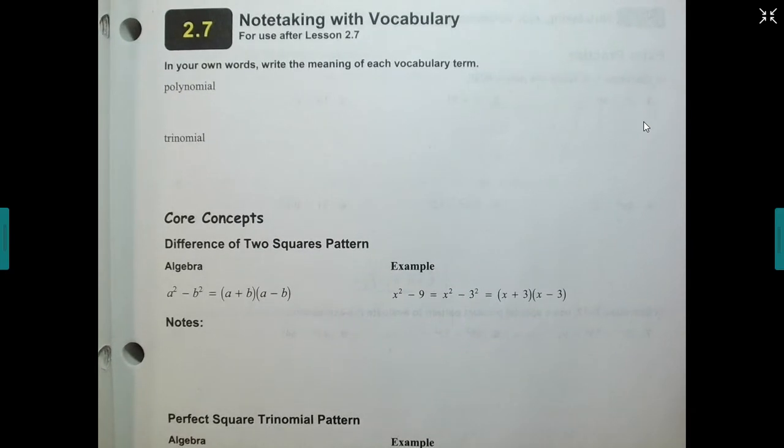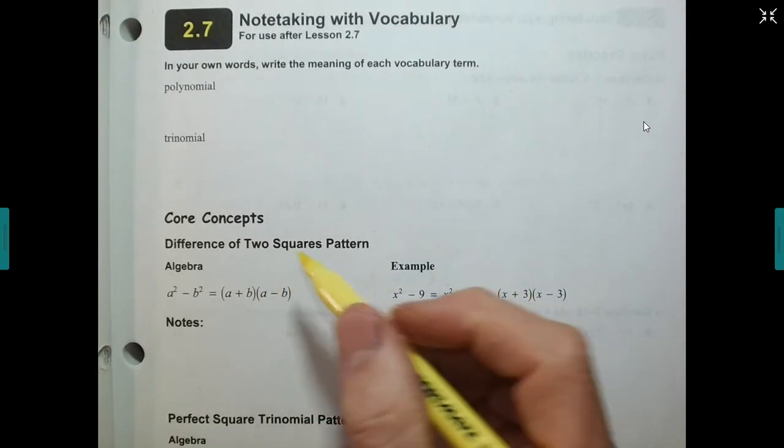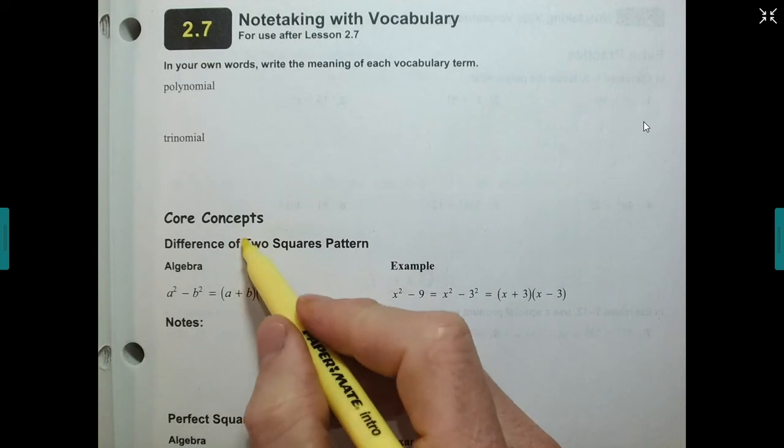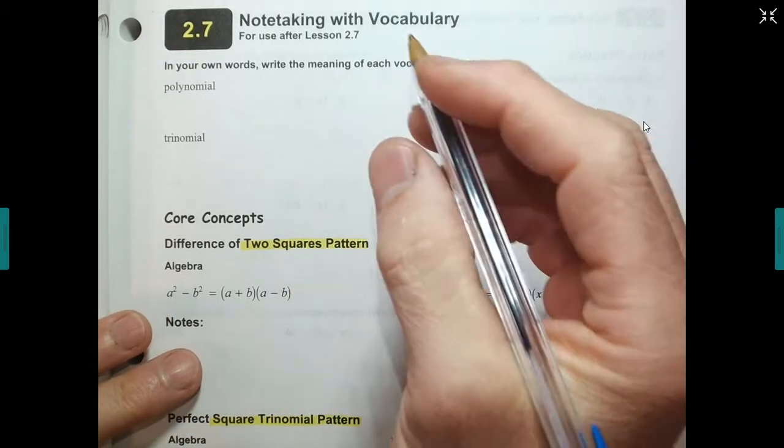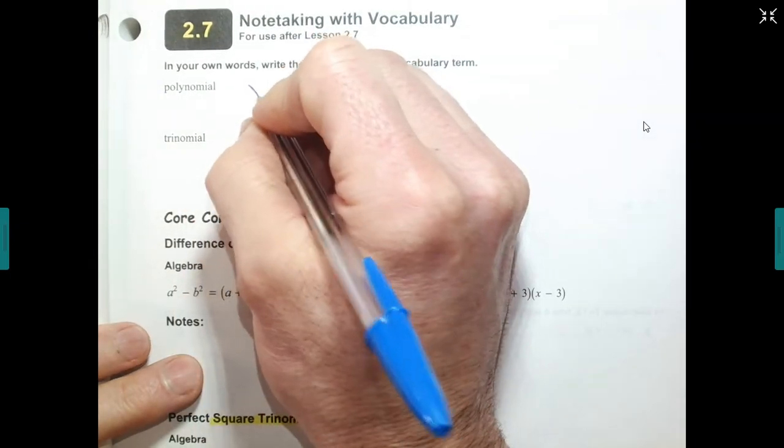Today we are going to be dealing with 2.7, and we're going to be talking about the difference of two squares and a perfect square trinomial pattern. Okay, difference of two squares and a perfect square. So let's look at this. This is actually much easier than yesterday's lesson. So here we go. Difference of two perfect squares.